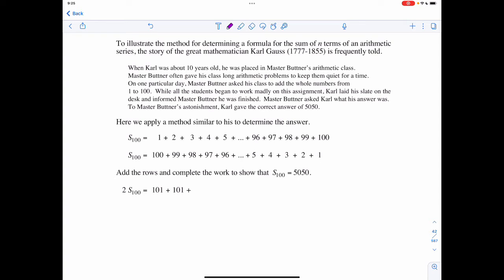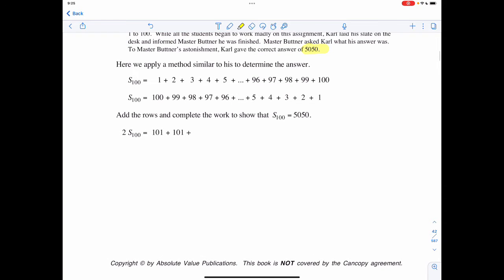While all the students began to work madly on this assignment, Carl laid his slate on the desk and informed Master Buttner he was finished. Master Buttner asked Carl what his answer was, and to his astonishment, he gave the correct answer of 5,050. Here, we can apply a method similar to how he determined his answer. He said that if he started at 1 and went up by 1 each time, he would have 1 plus 2 plus 3 plus 4 plus 5, all the way up to 100.